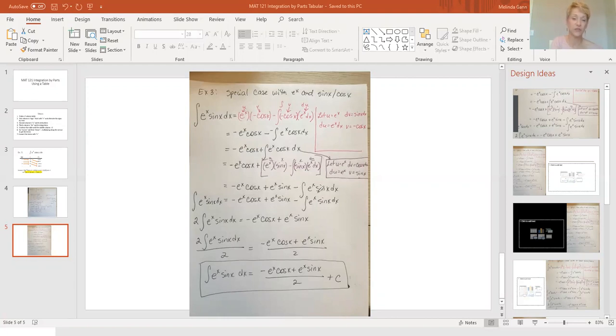Now, here's kind of the trick when you have e with sine or e with cosine. When you do integration by parts twice, I want you to notice this integration and your original integration. Do you see they're identical? Okay, so this one matches this one. So what I'm going to do is move that one over. In other words, I'm going to add this to both sides.